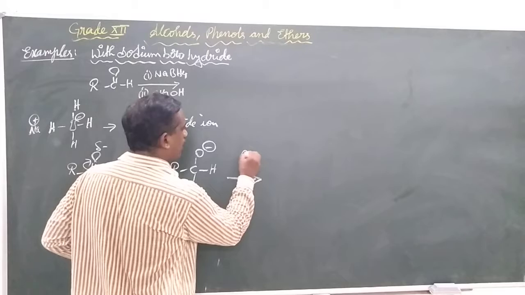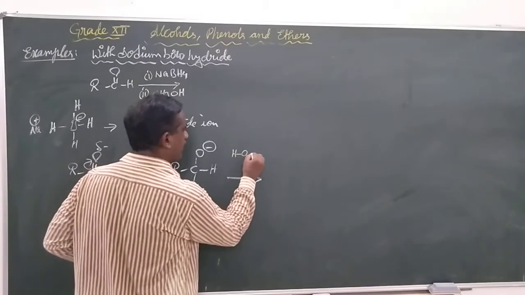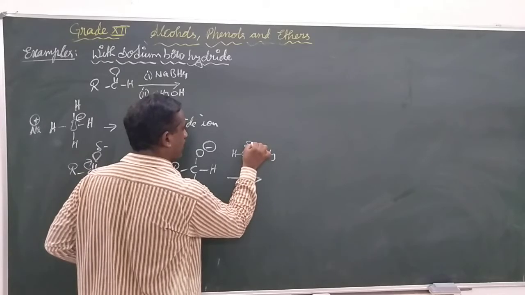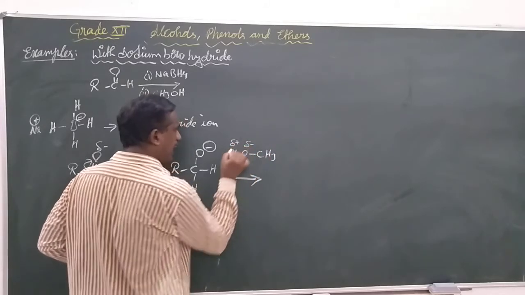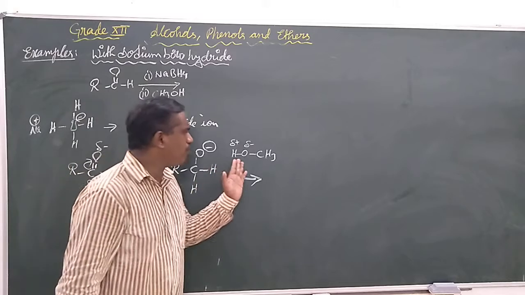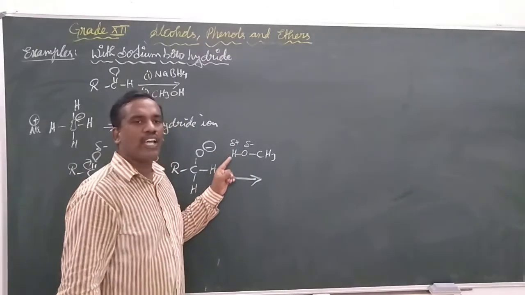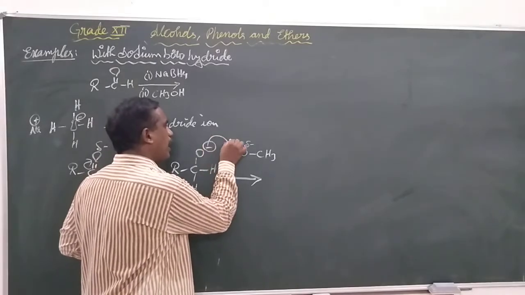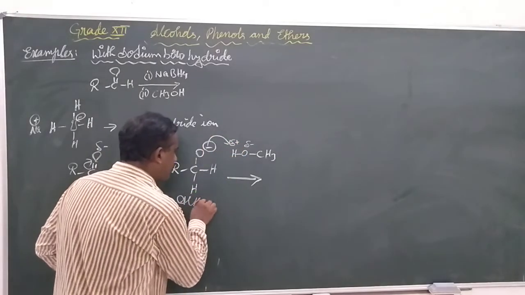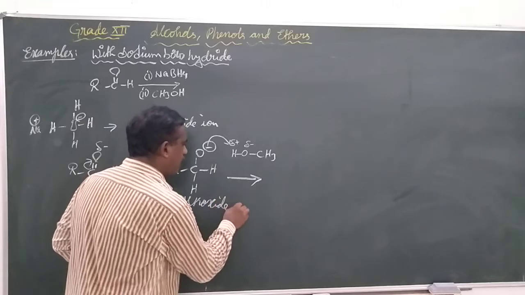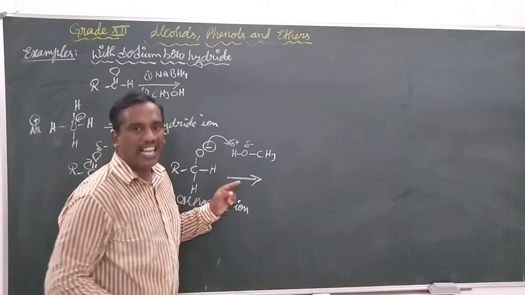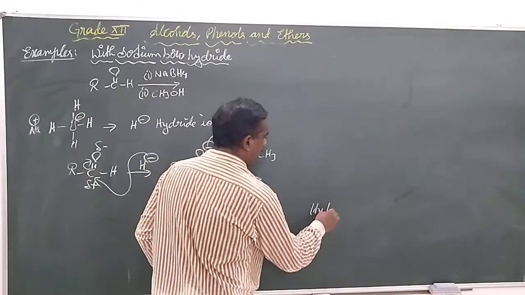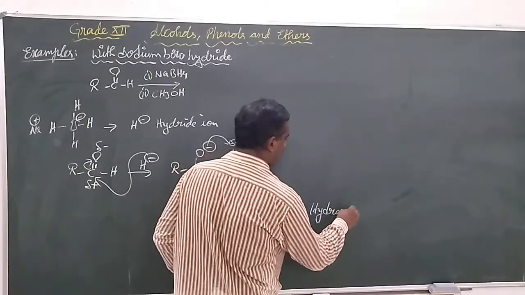So in this methanol, there is an electronegativity difference between oxygen and hydrogen. Oxygen withdraws the electrons of hydrogen, and hydrogen develops a partial positive charge. So this alkoxide ion is losing its electrons towards hydrogen in order to form the hydrolyzed salts.